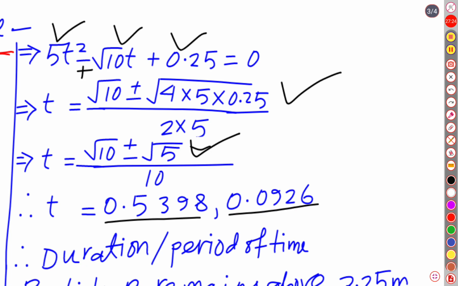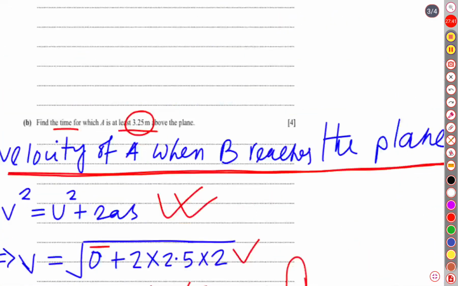This is the most twisted part of this solution. We have got two instants, two times. Now how do we calculate and pick the right time? So let's go back to the question again. Let me show you here. What did they write? They made it very twisted. They have written: find the time for which A is at least 3.25 meters above the plane. So we have got two time instants. Which one is to be obtained?